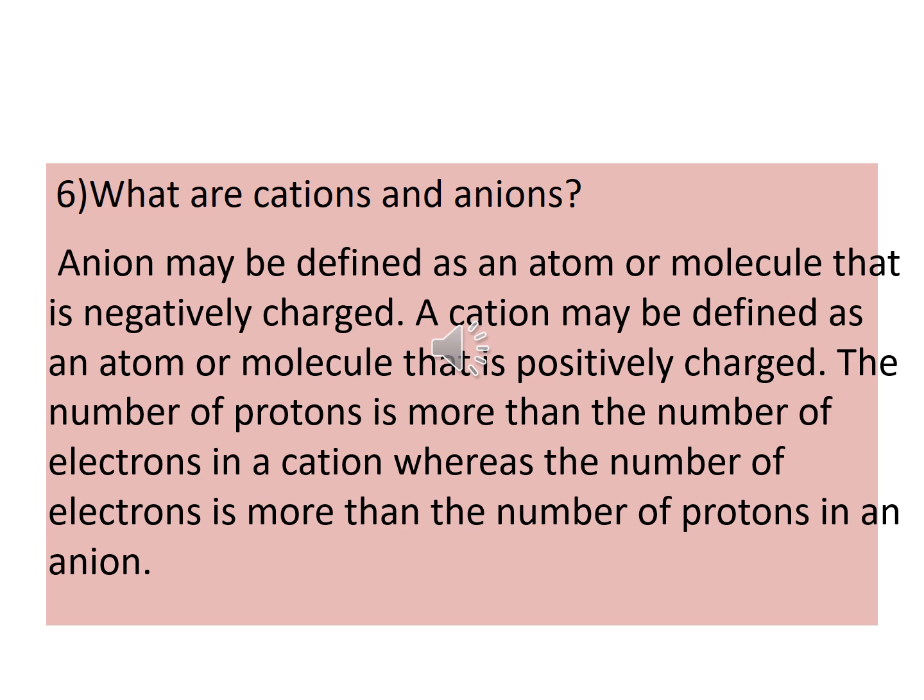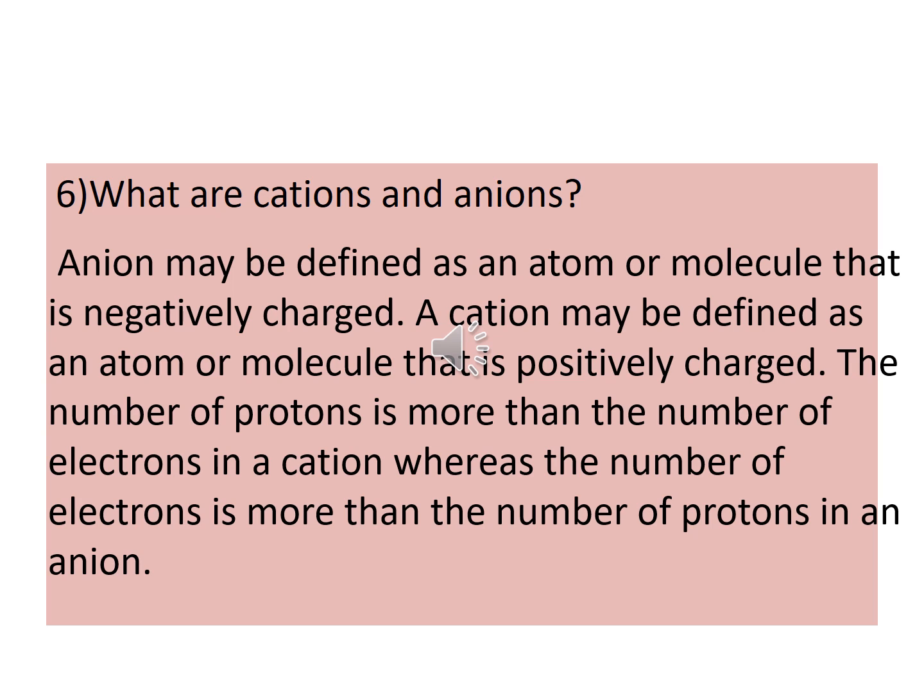Anions may be defined as an atom or a molecule that is negatively charged. A cation may be defined as an atom or molecule that is positively charged. The number of protons is more than the number of electrons in a cation, whereas the number of electrons is more than the number of protons in an anion.